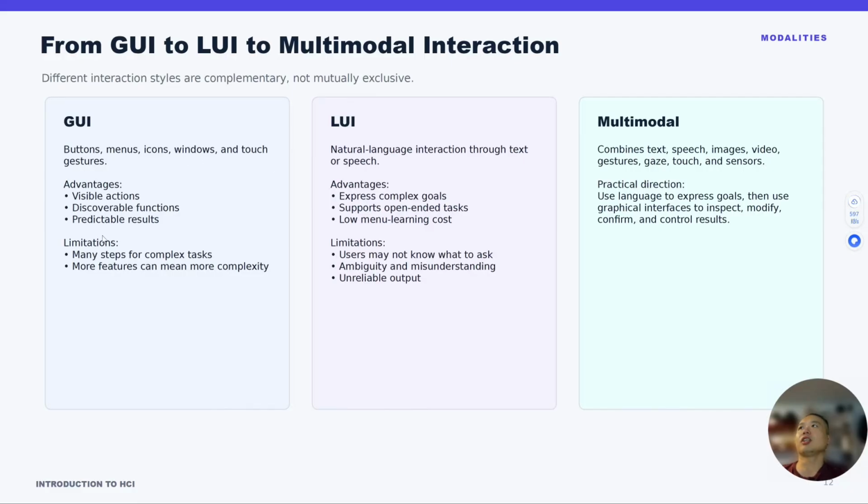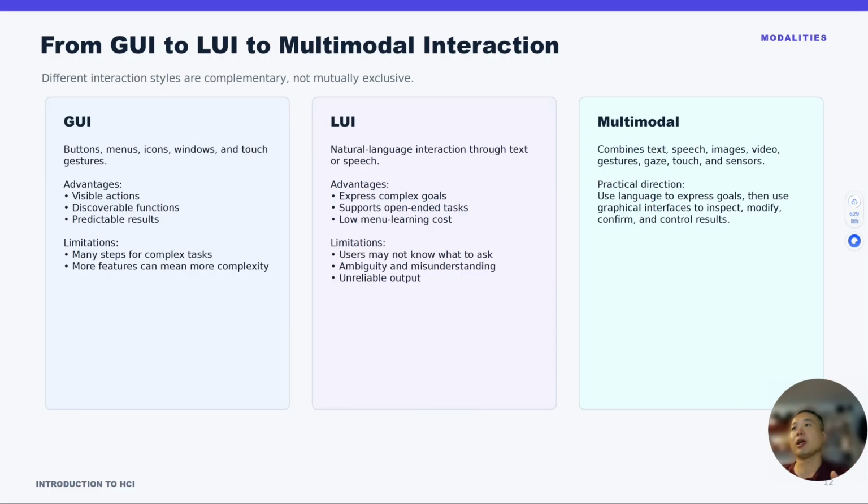We start from the GUIs. GUI means buttons, right? The menus, the icons, the windows, and the touch gestures. The advantages of the GUIs are that the actions are visible, so you can directly see the menu or the buttons, which means the GUI elements are visually intuitive. Also, functions are discoverable, so you can easily find the functions through the different categories of the menu.